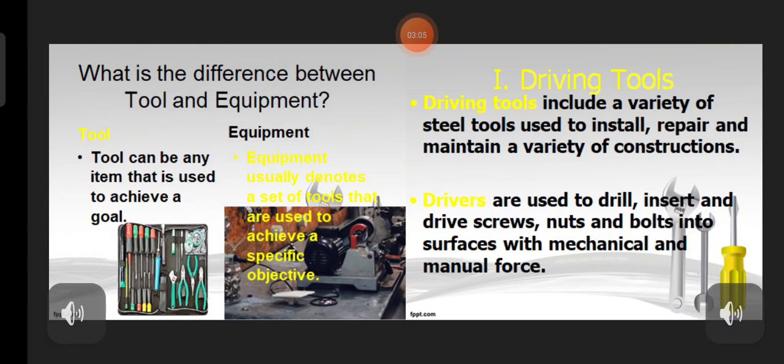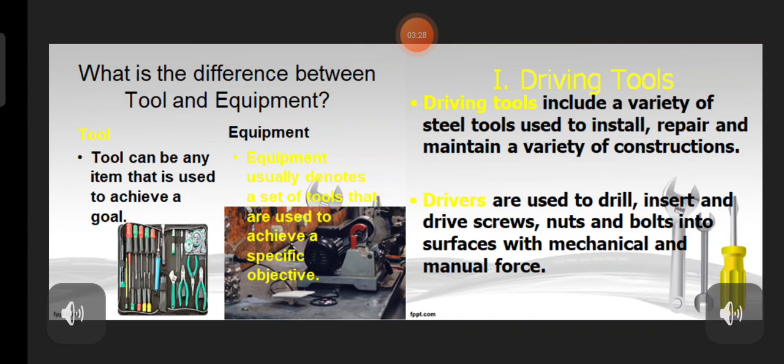What is the difference between tool and equipment? A tool can be any item that is used to achieve a goal. On the other hand, an equipment usually denotes a set of tools that are used to achieve a specific objective.